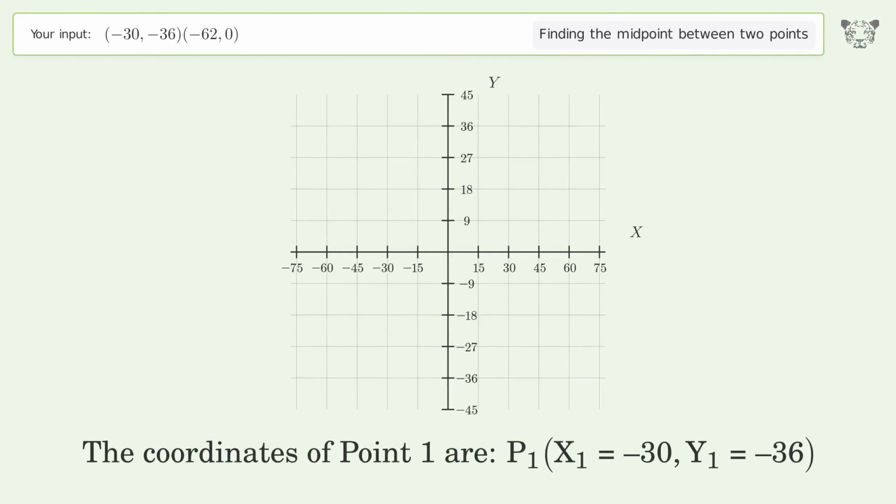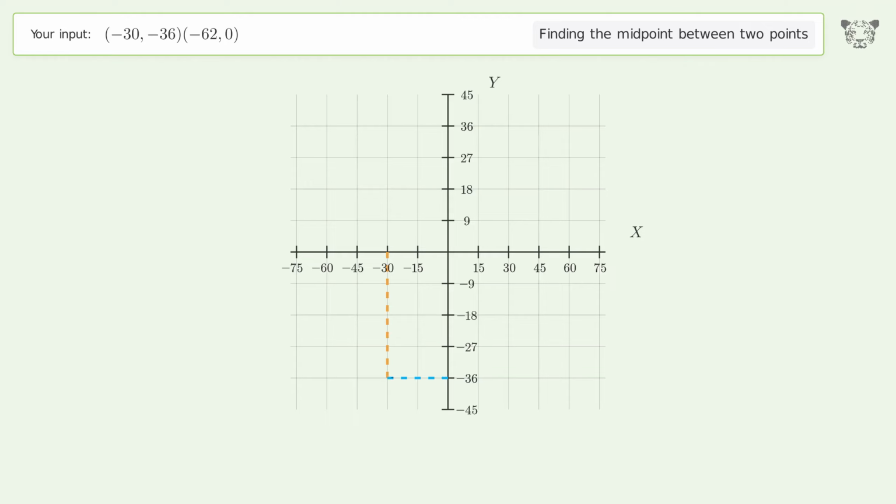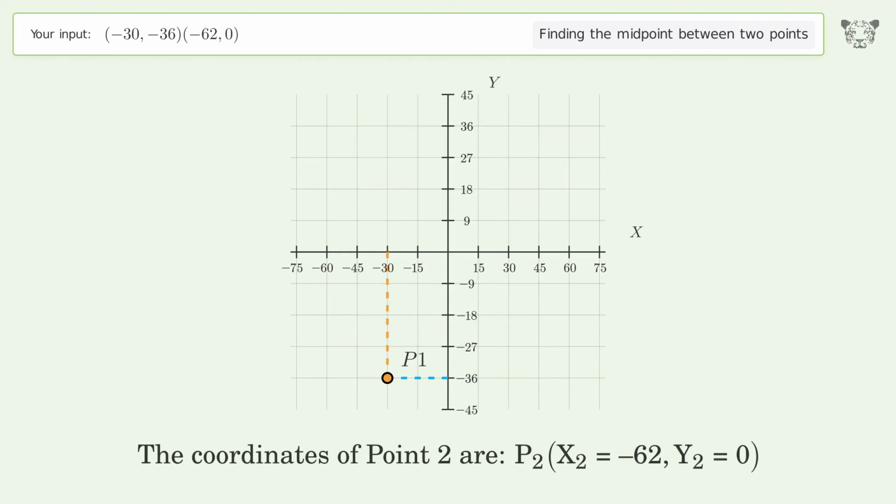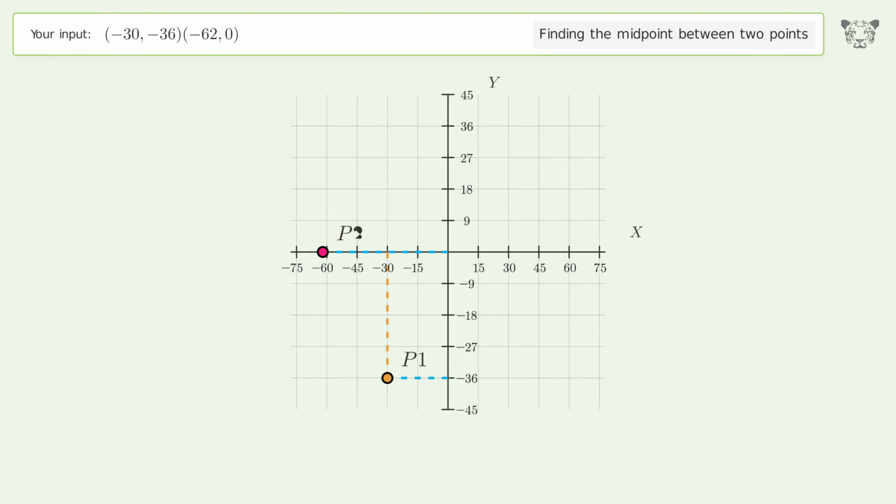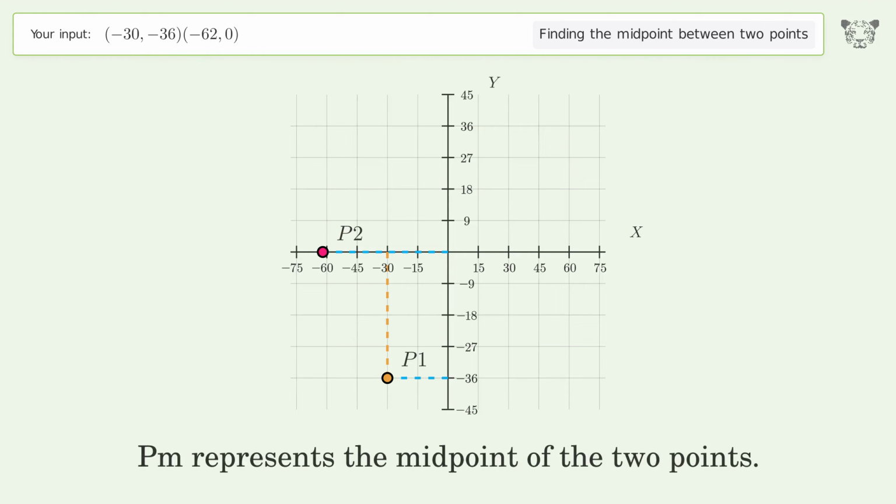The coordinates of point 1 are x1 equals -30, y1 equals -36. The coordinates of point 2 are x2 equals -62, y2 equals 0. PM represents the midpoint of the 2 points.